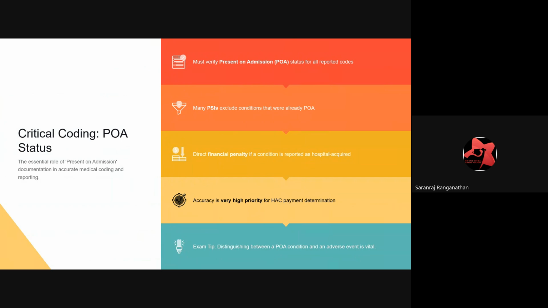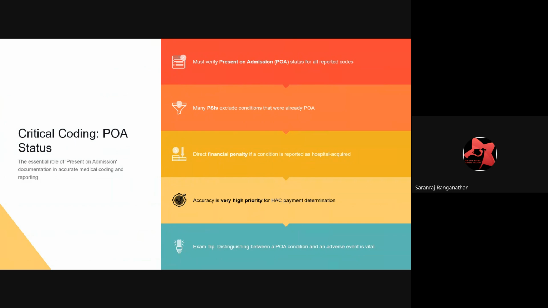Many PSIs exclude conditions that were already POA. Conditions that were already POA, with the indicator Y, will be excluded from the PSI. So what I'm trying to tell is that all POA indicated with Y cannot be indicated with the PSI. So around 90% of PSIs are used as an indicator for the secondary diagnosis more than the principal diagnosis. That is what they're trying to tell.